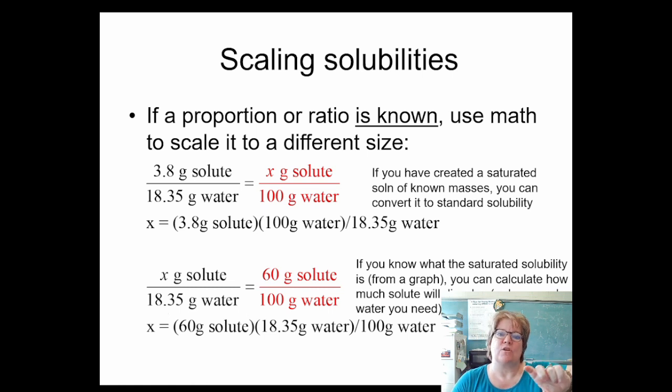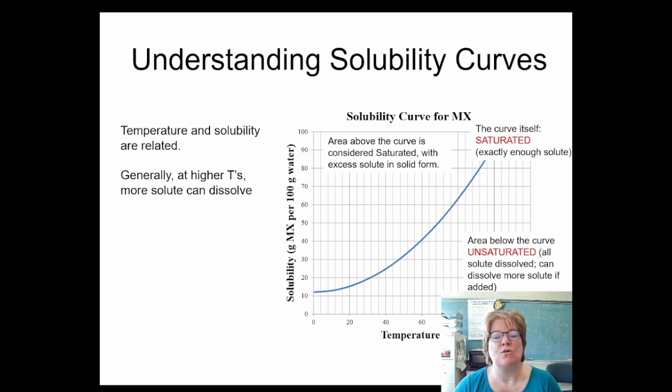So two ways, and we're going to go back and forth. And again, I think you should mentally think about it: I have my standard solution, which has to be 100 grams of water, and then I have my lab solution, which might be more or less than 100 grams of water. And you just scale back and forth. Simple solute, simple proportions. So let's look at a curve.